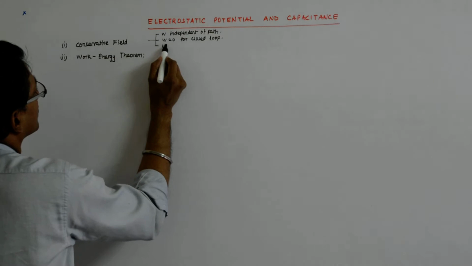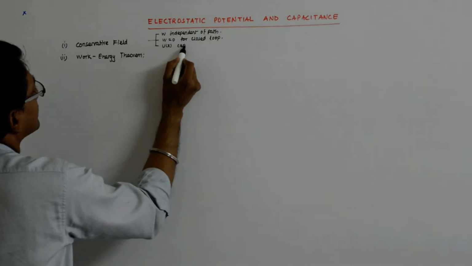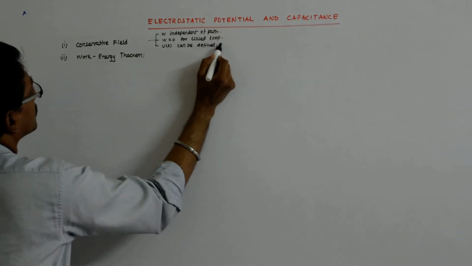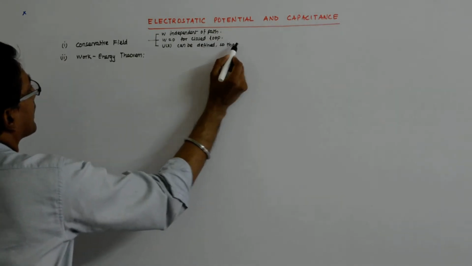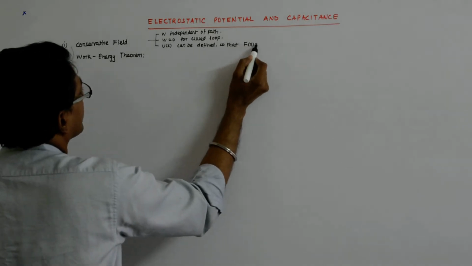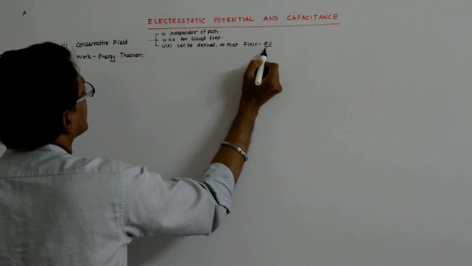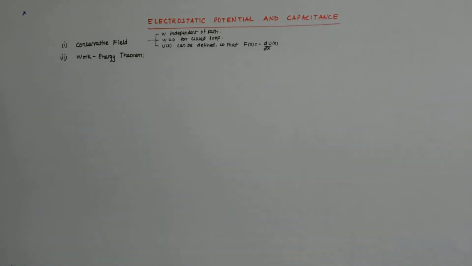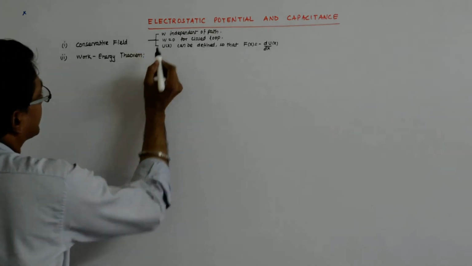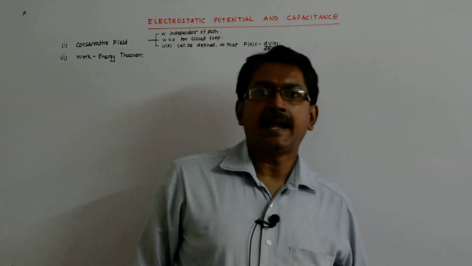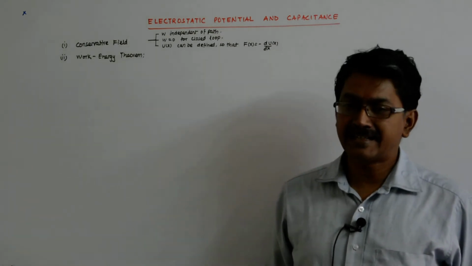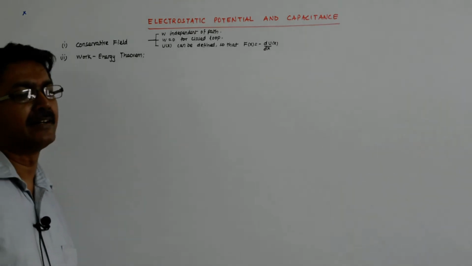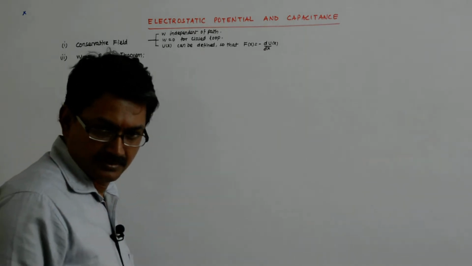Third was Ux can be defined so that Fx is equal to minus du upon dx. U is the function of x. These three things we saw, and a direct fallout of that is that mechanical energy in a conservative field is conserved. Okay?